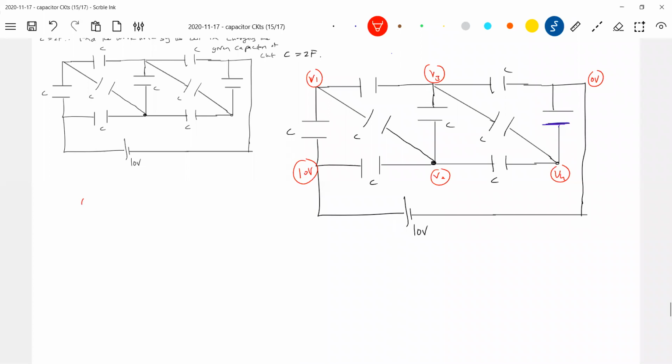So at V1, at node 1, I'll write it. At node 1, it will be C into, in exam, no need to write C also, directly V1 minus 10, C and will get cancelled out. This will be C into V1 minus V2, C into V1 minus V3. So 3V1 is equal to 10 plus V2 plus V3.